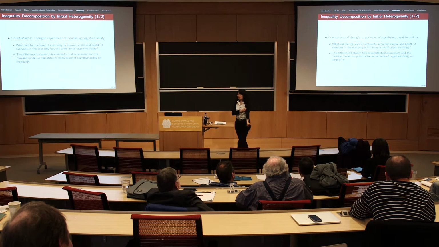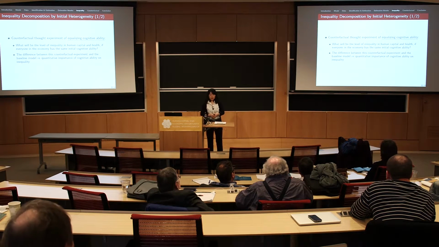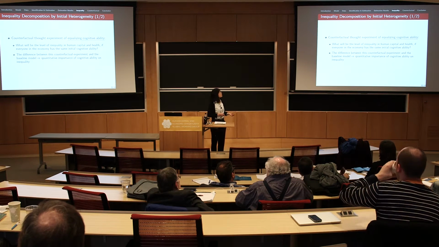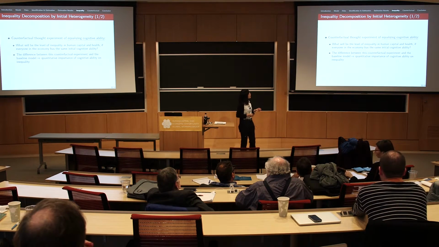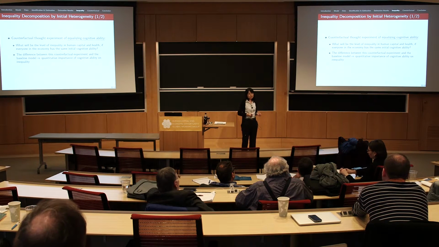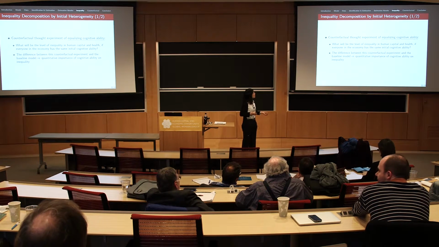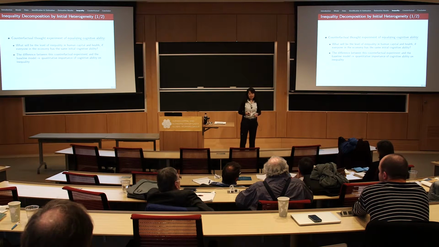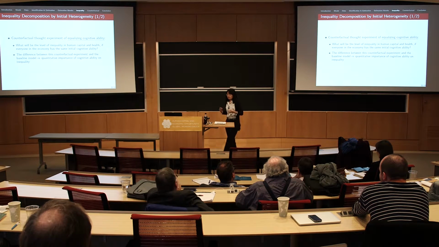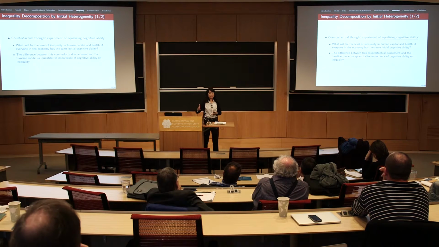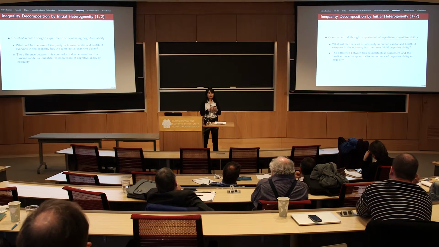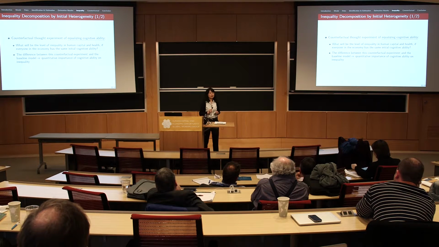Now let me talk about the counterfactuals. The first counterfactual experiment I want to do in this paper is trying to decompose the adult inequality by the initial heterogeneity. In particular, I want to invite you to think about what would happen to the inequality level at age 30 if from the very beginning everyone has the same level of initial cognitive ability.